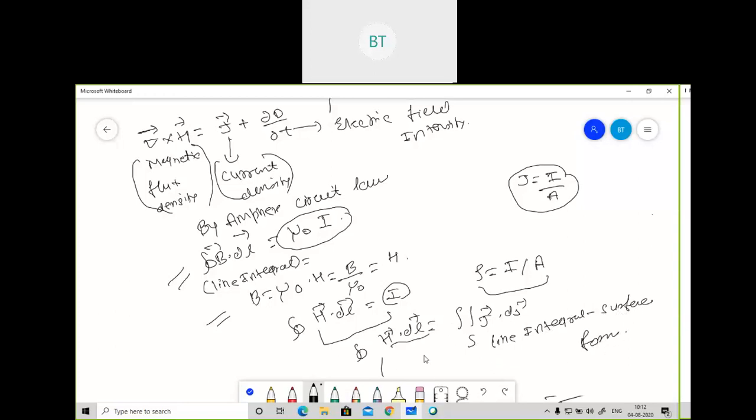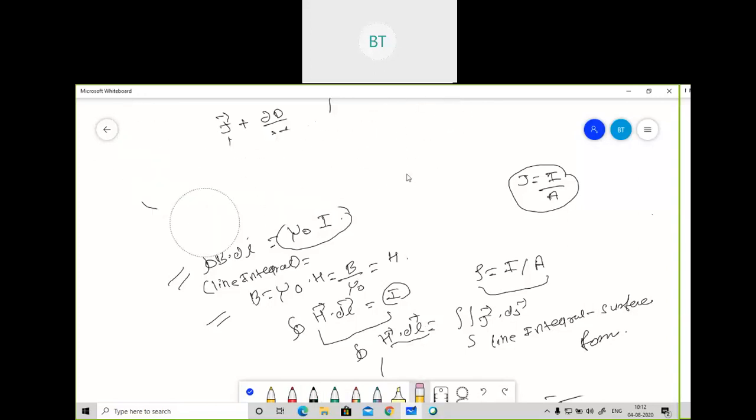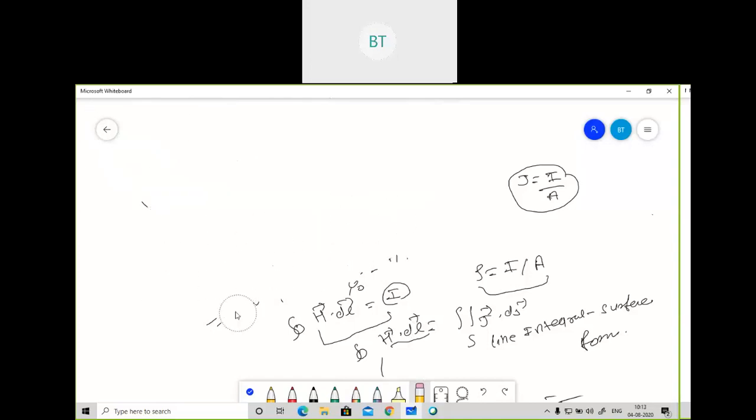What I need to do is change it into the surface form. So I'll change it into the surface form. If you see the Ampere circuit law equation, you'll get those equations. From there only I have taken it. So this is not any rocket science. Just see the Ampere circuit law. These are the Ampere circuit law equations.